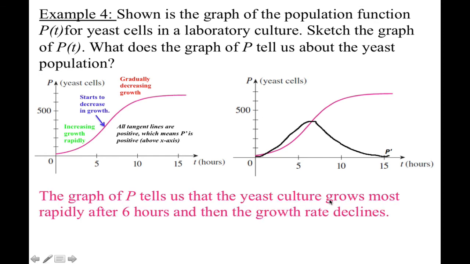Now, what the derivative means, that should also say P prime. So the graph of P prime tells us that the yeast culture grows most rapidly after 6 hours, and then the growth rate declines. So what that means is right there at that point where you start to see the tangent lines start to decrease, that is your fastest growth rate. And we can say it's about 6-ish.